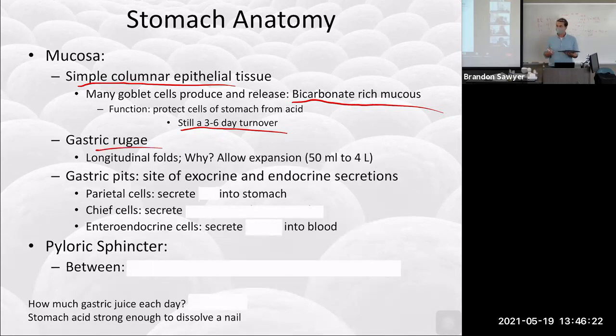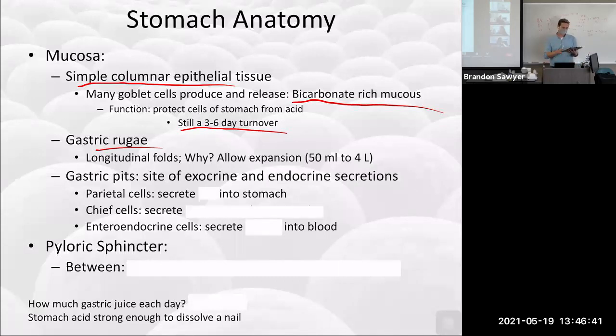Okay, there's tons of folds in the stomach called gastric rugae, okay? And this allows for expansion of the stomach, okay? It can go all the way down to 50 milliliters when it's totally empty, okay? But then when we fill it up, it can become 4 liters large, okay? So that's all because it's all folded on the inside, and those folds can stretch out and expand when we eat a big meal.